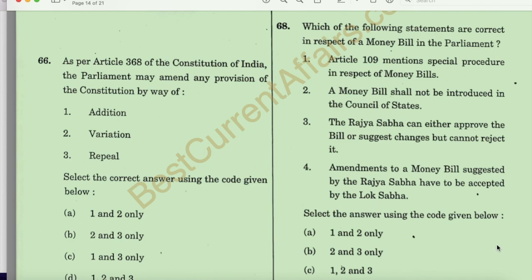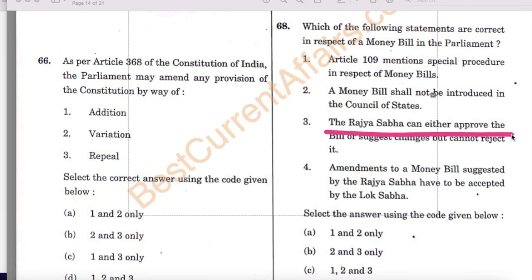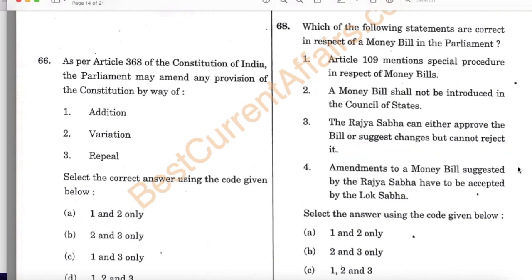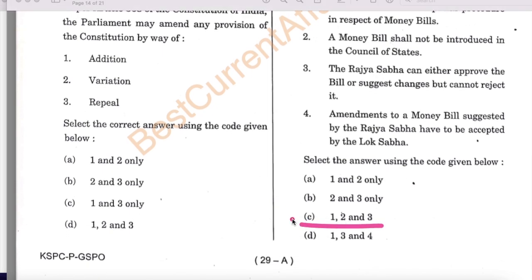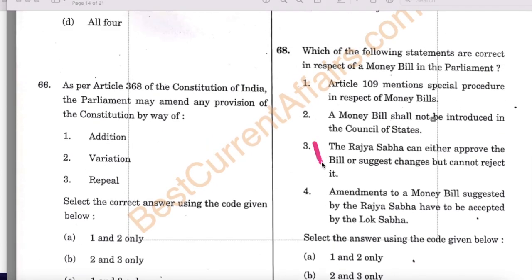the third statement, that Rajya Sabha can either approve or suggest changes but cannot reject it, it is correct. And the statement that amendments to money bill suggested by Rajya Sabha have to be accepted by Lok Sabha, it is wrong. It is at the discretion of Lok Sabha. So therefore 1 is correct, 2 is correct, 3 is correct. So 1, 2, 3 is correct. C is the answer, and this question is solved.